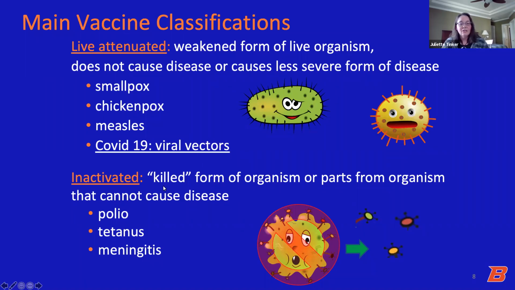Those are live viruses, but they actually can't replicate, so they can't cause disease. Inactivated vaccines then are going to be killed forms of viruses or bacteria or parts of those that are purified. We have polio, tetanus, meningitis, and also influenza in this group. And loosely, we can put the COVID-19 mRNA vaccines into this group because they're just parts of the virus. So we're going to be talking about mRNA during this webinar.